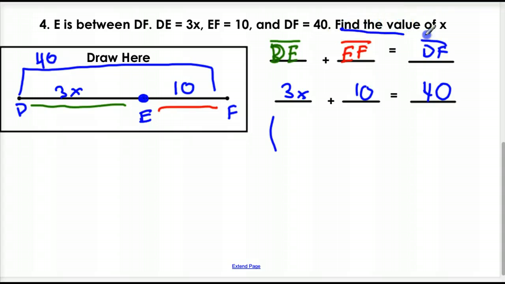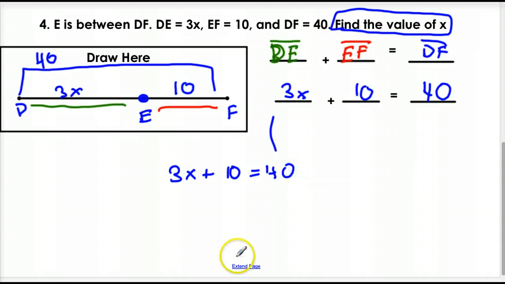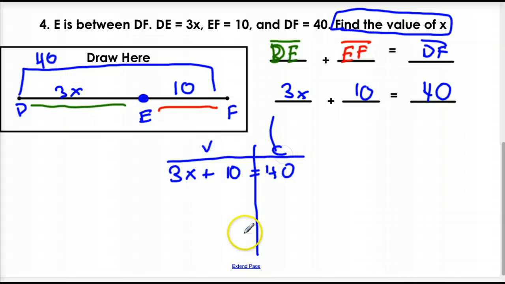We want to find the value of x. That's our goal here. So, once again, if you know how to solve this, do it, check your answer, just fast forward. If not, follow me over here. We get 3x plus 10 equals 40. To solve this, we draw the lines. Variables are on this side, constants on the other.